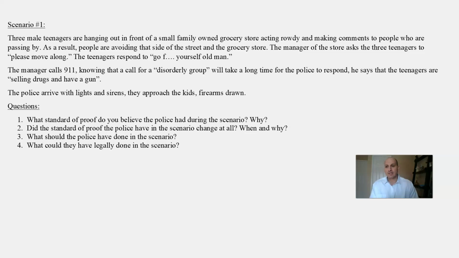So going back to number 2, did the standard of proof the police have in the scenario change at all? I would say at no point did the standard of proof change. All right, here I think the minute the person made that phone call, he identifies himself: I'm the owner of a grocery store. There's kids hanging out. I believe that they're selling drugs and have a gun. That's reasonable based off of those facts and circumstances.